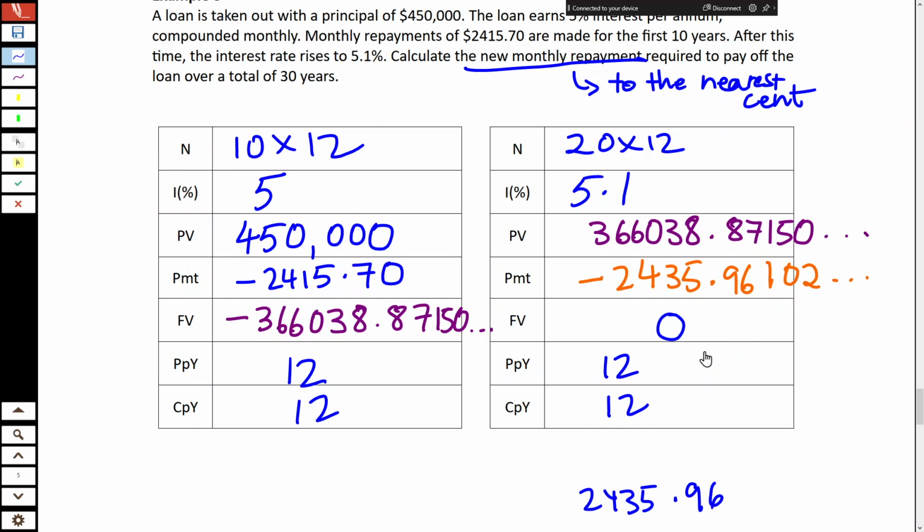So here what we found is, on average, we need to pay $2,435.96102 to pay off the loan. We can't actually do that. Correct to the nearest cent is this, just rounding it. If you want to adjust for the final payment, then you round this and solve for the final value and then adjust at the end, as you did in exercise 9F. So what do you make the final value?